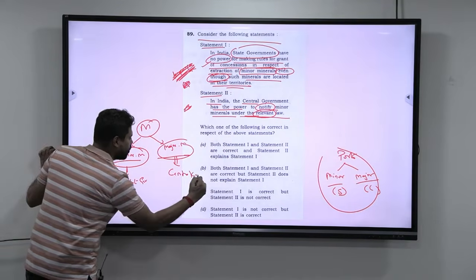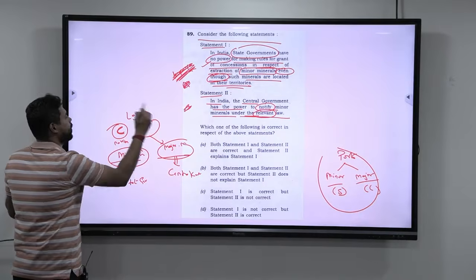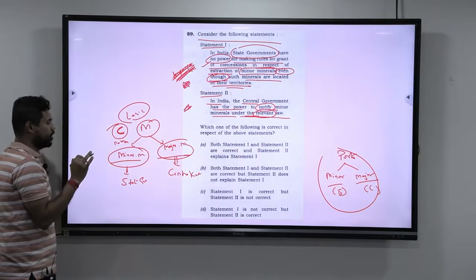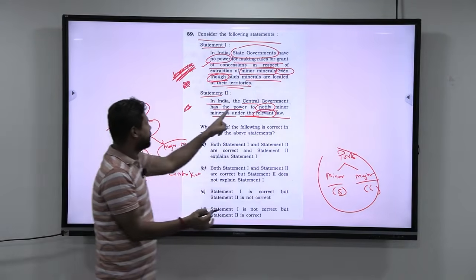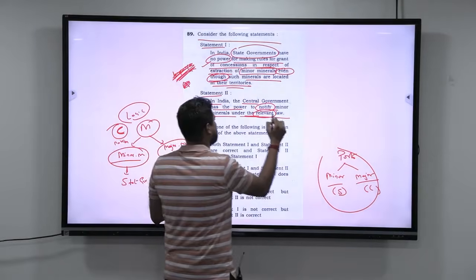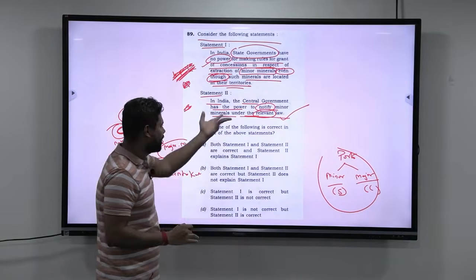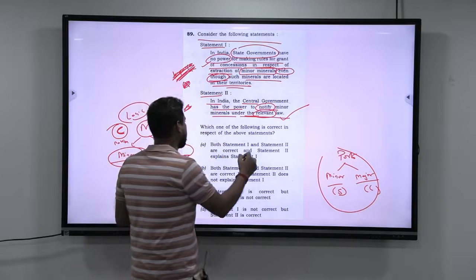See, this is logic. If you apply this logic by corollary, then automatically you will know that in India the central government has the power to notify minor minerals under relevant law. They are not even asking which law, under relevant law. So this is correct. Next.